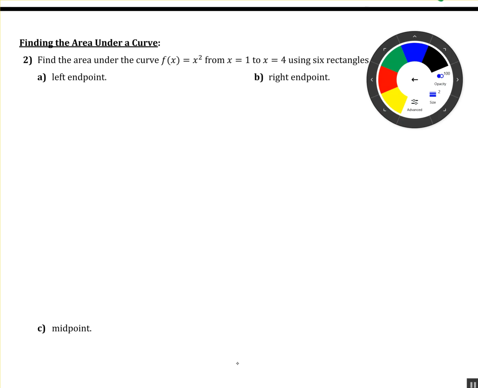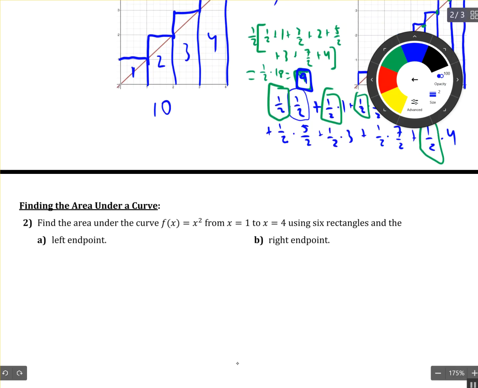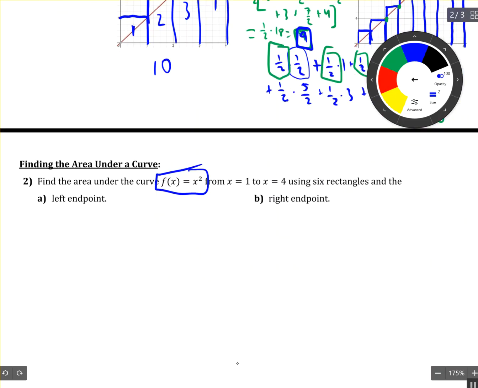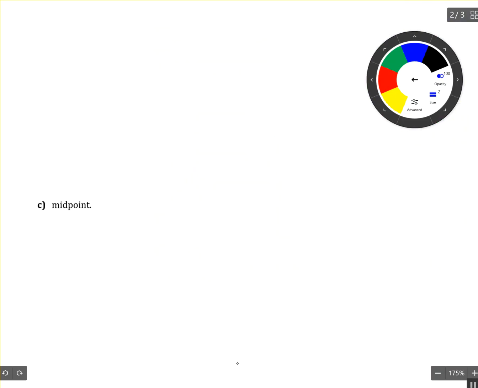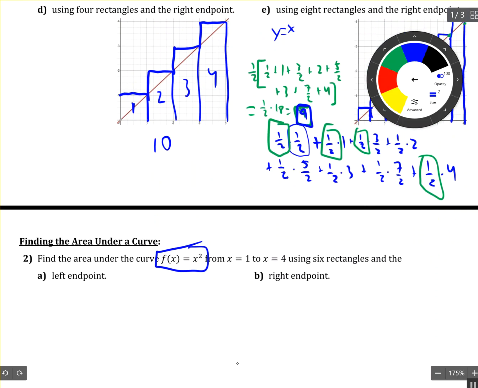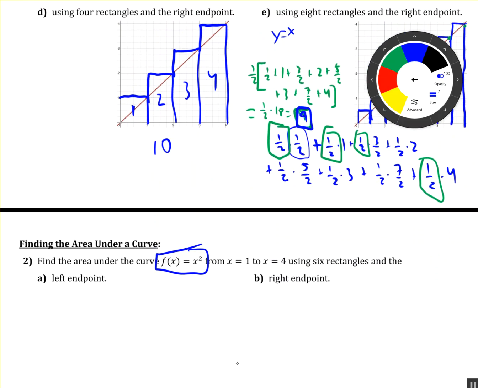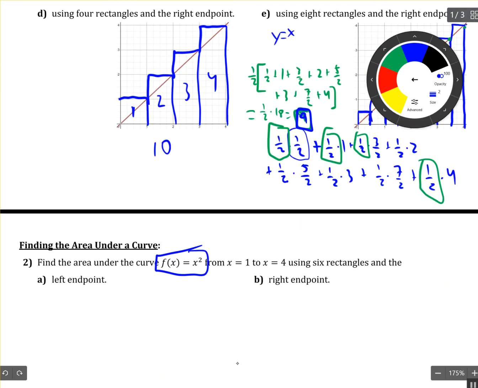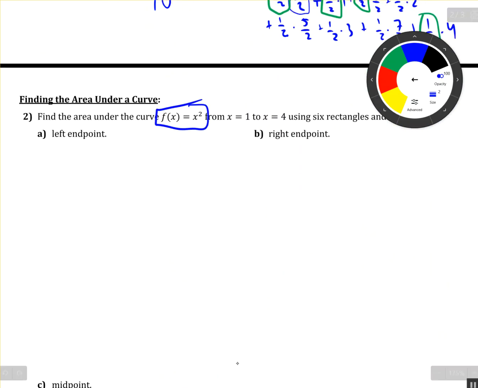All right, so one of the things to keep in mind is now we're going to be doing it on a different function, f of x equals x squared, but let's not overcomplicate things. It's still going to be very, very similar. So we're going to use 6 rectangles and using the left endpoint, right endpoint, and midpoint. Now, let's actually start off. I should have probably switched these orders. Let's start off with the right endpoint because we're kind of familiar with that.